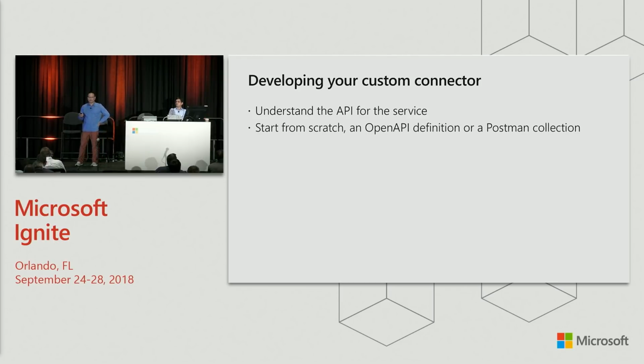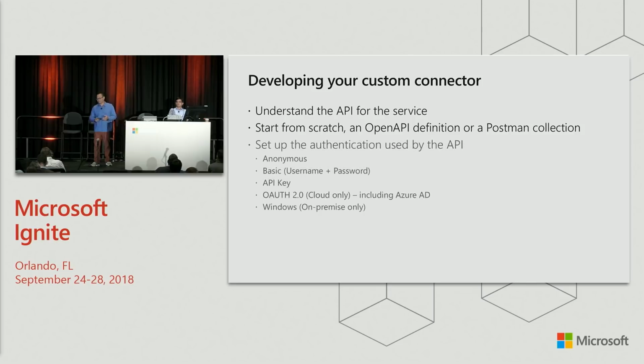If you already know the API, you can either start from scratch, as I just showed you, or you can use an open API definition. Open API is the new standard that allows you to describe a REST API. We support that. Or you can use a Postman collection. Many API developers use Postman, a fairly common tool. If you're comfortable with it, you can define your Postman collection and import that, and we will generate an open API definition for you to begin with.